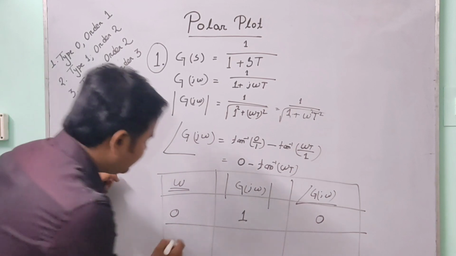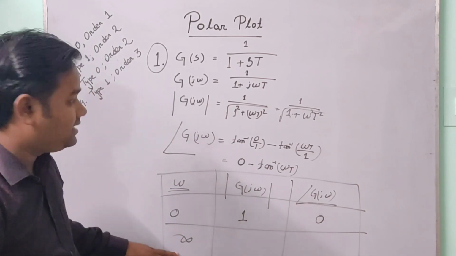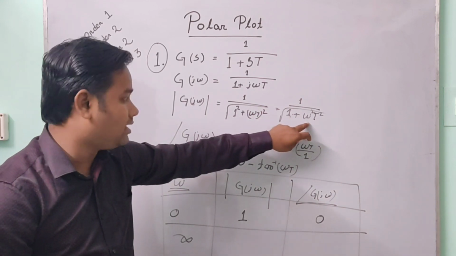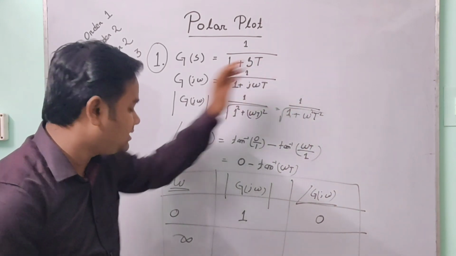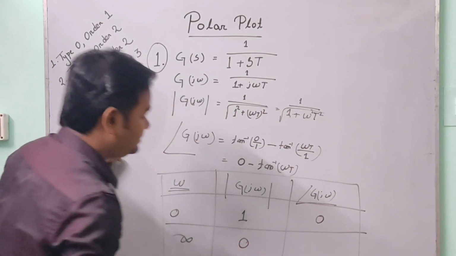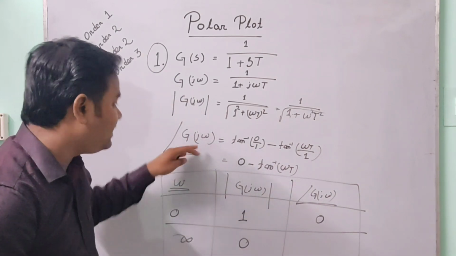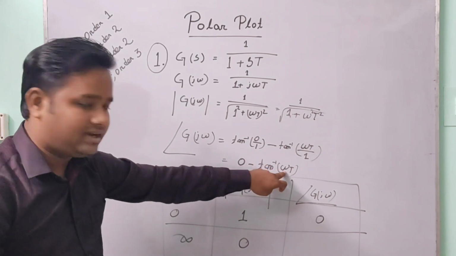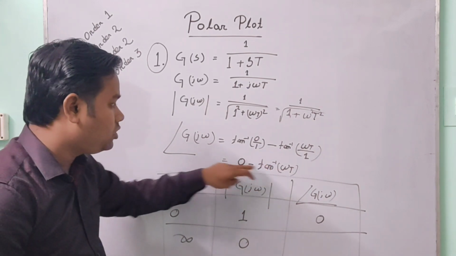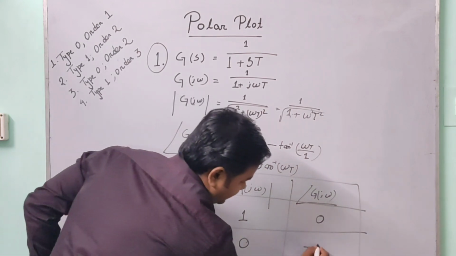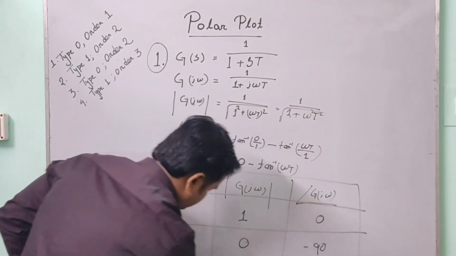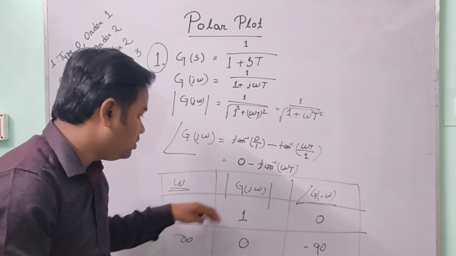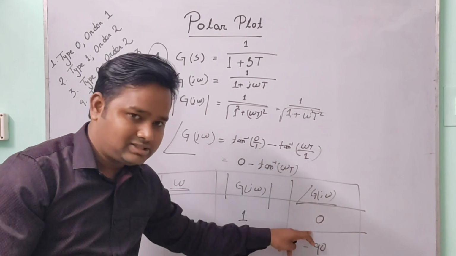Similarly, if I take ω value as infinite, then the value will be 1 divided by the square root of 1 plus infinite square. That implies it will be 1 by infinity, this value will be 0. That is the magnitude. For angle, tan inverse of infinity is equal to 90 degree. So 0 minus 90 degree, the angle is minus 90 degree. So here we got, for ω equal to 0, the magnitude is 1 and angle is 0 degree.